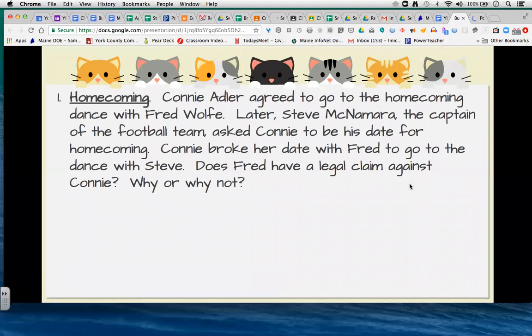Okay, so number 1, homecoming. Connie Adler agreed to go to the homecoming dance with Fred Wolf. Later, Steve McNamara, the captain of the football team, asked Connie to be his date for homecoming. Connie broke her date with Fred, poor Fred, to go to the dance with Steve. Does Fred have a legal claim against Connie? Why or why not? Please answer this question on your sheet.